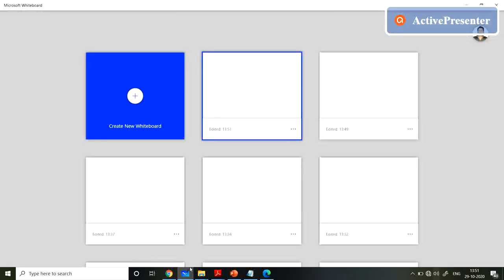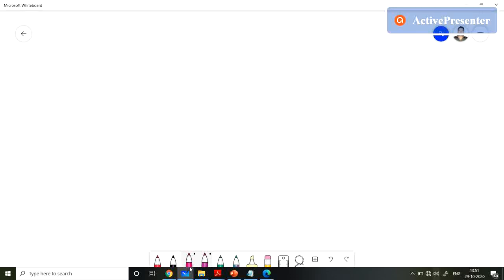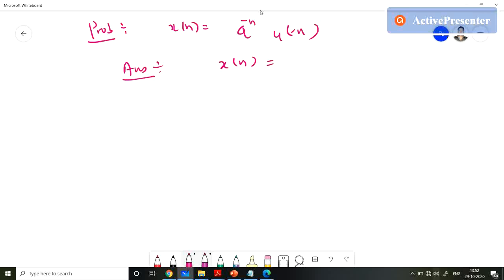Let us solve another problem. So x[n] is equal to a raised to the power minus n u[minus n]. Let us find out the z transform of this signal. It can be written in this form: x[n] is equal to a raised to the power minus n u[minus n].